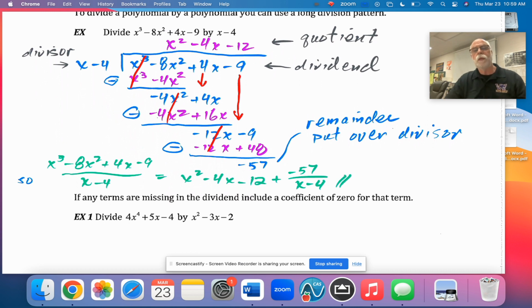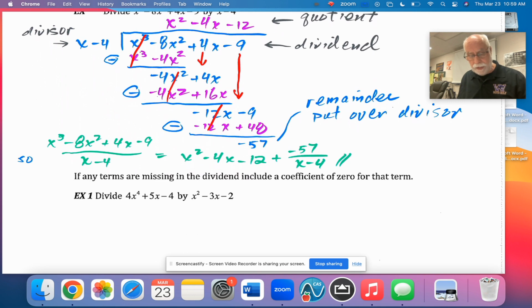All right. I know that in middle school you use the big letter R. Well, if you put a letter R in Big Ideas, it's going to mark it wrong. It wants it over the divisor. All right. So that's the one I gave you.